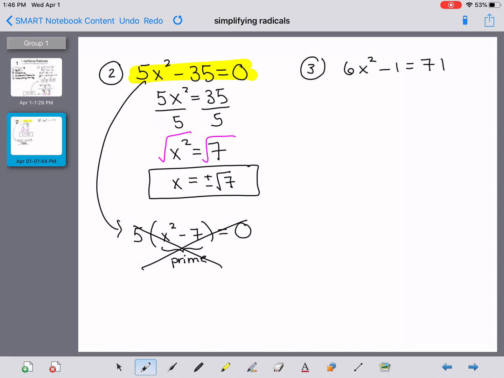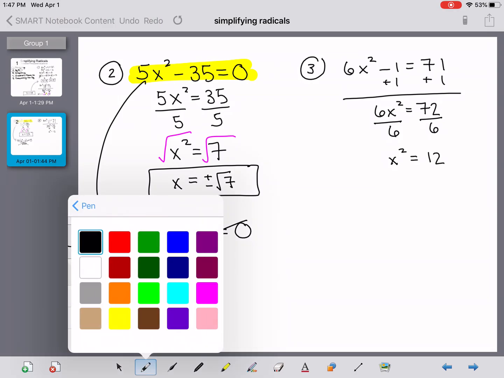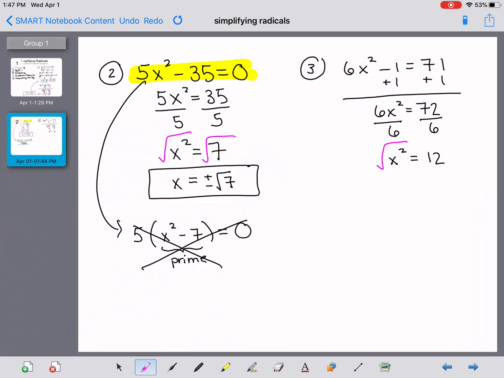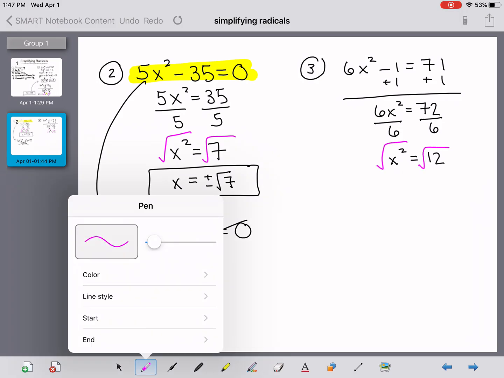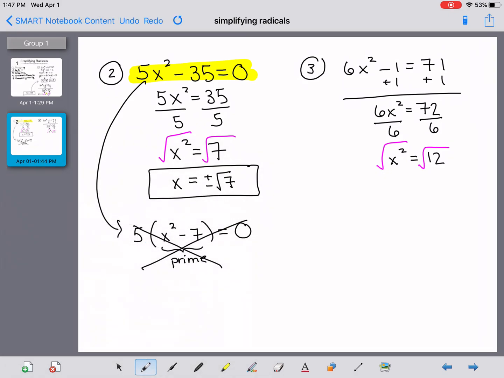6x squared minus 1 equals 71. Start by adding 1 to both sides. Divide both sides by 6. And you get x squared equals 12. At this point, you would want to take the square root of both sides. The square root of x squared becomes x equals plus or minus. The square root of 12 is not a perfect square, so I'm going to write square root of 12.